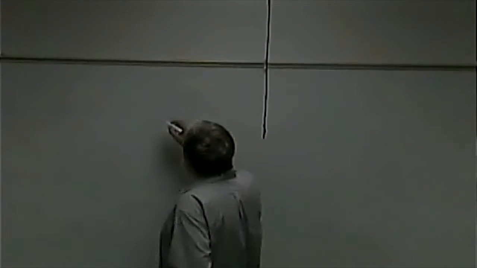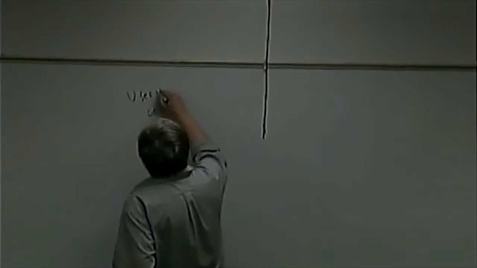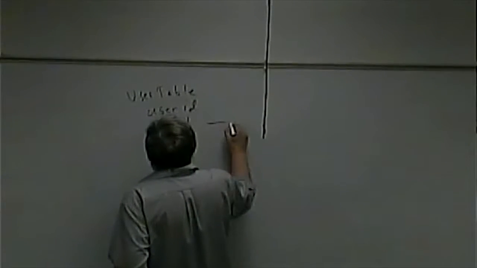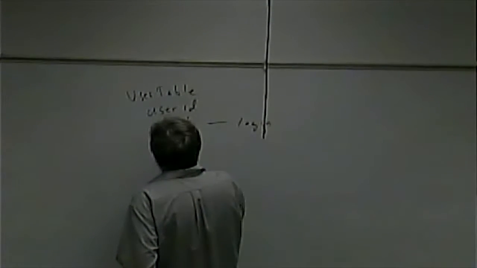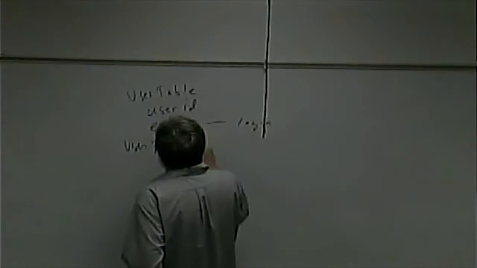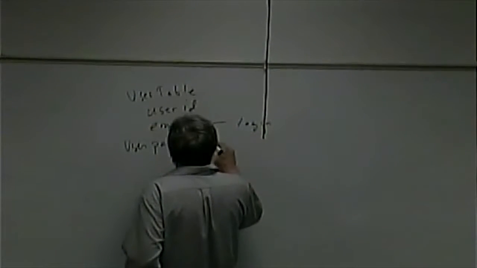So, we have four fields in this table. We have a user ID. We have the email address, which we are going to use as the login. We have the user password. And we have the full name.